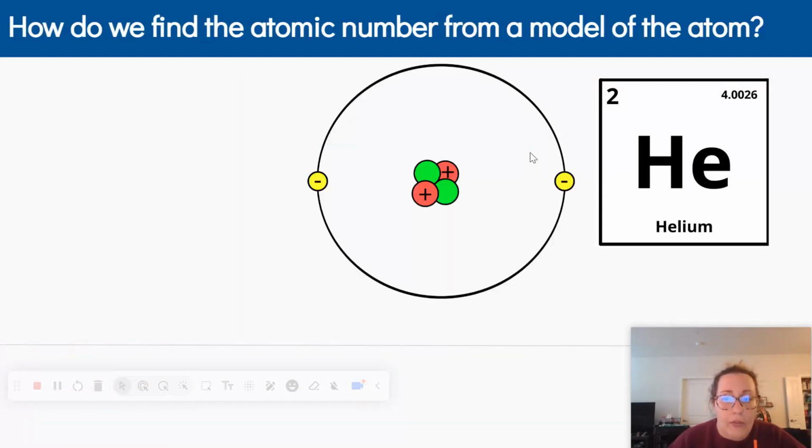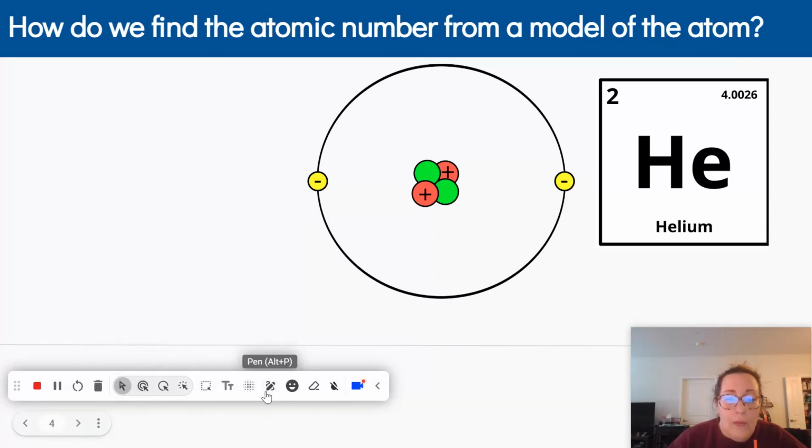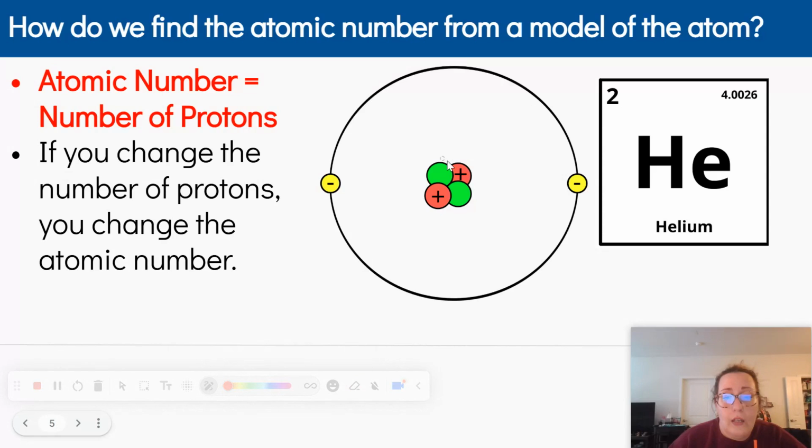If we are not given information from the periodic table to identify the element and we are given a model of the atom instead, we can still use that to identify the element. So the atomic number, when you're looking at a model of the atom, is actually the number of protons. So from the periodic table, we know that helium has an atomic number of 2, and on this model of the atom, we have 2 protons. So those numbers are always going to be the same. If you were to change the number of protons, you would also be changing the element.